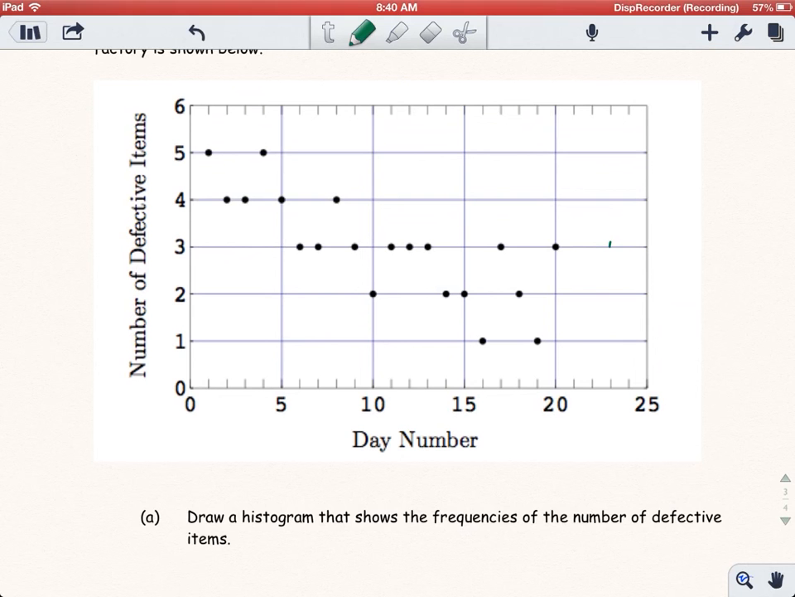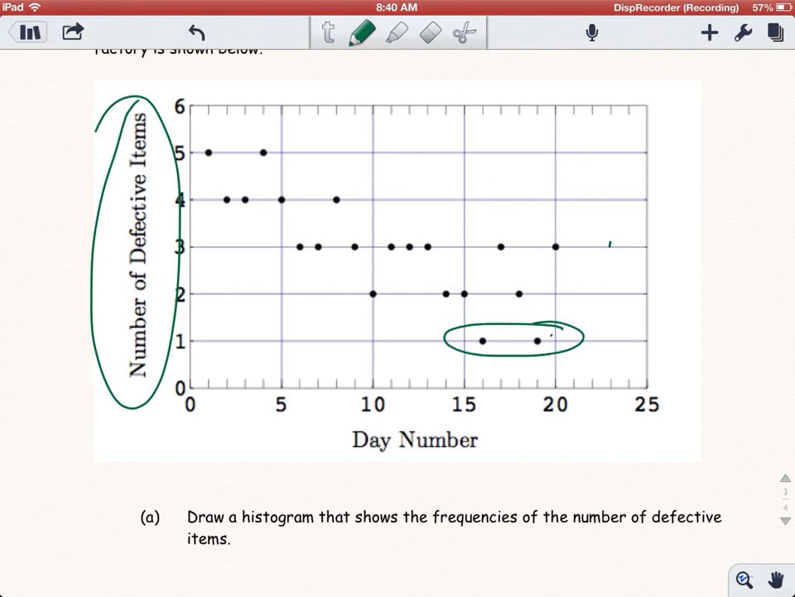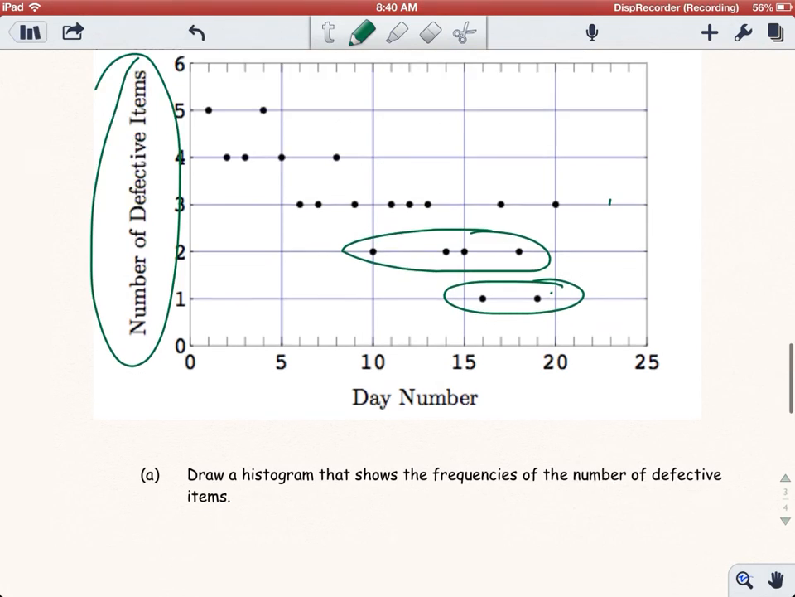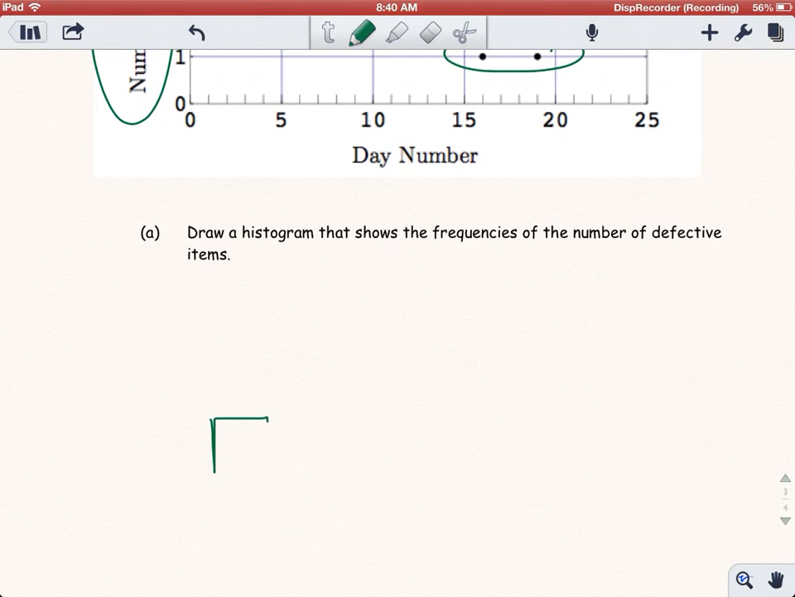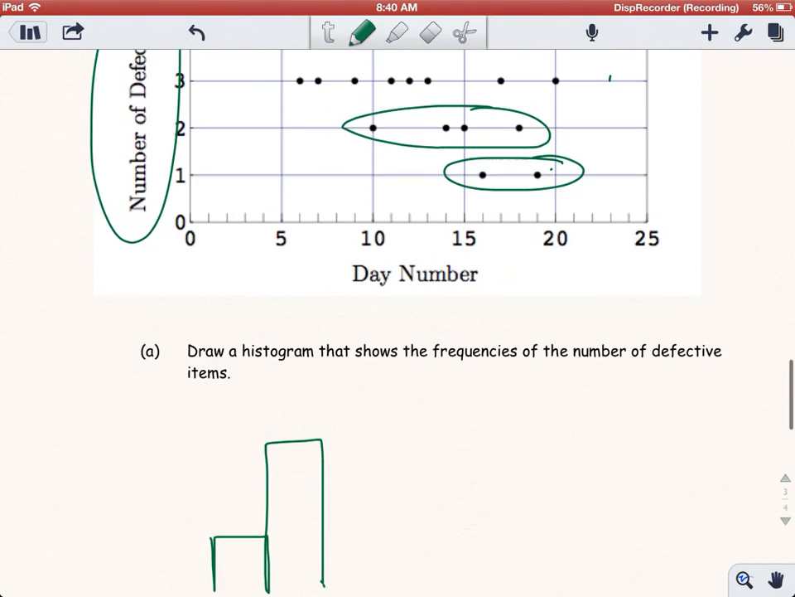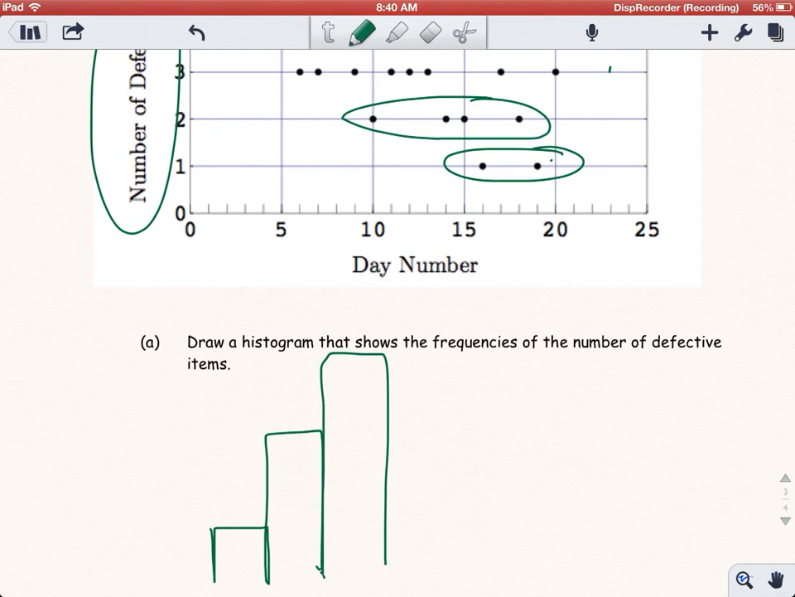Remember, a histogram is a count, so we're looking at the number of defective items. And so, for example, 1 defective item happened twice, 2 defective items happened 4 times, and so on. So the histogram would look like this. That's 2, that's 4, I think 3 defective items is 8, something like that. And so it kind of looks like this.